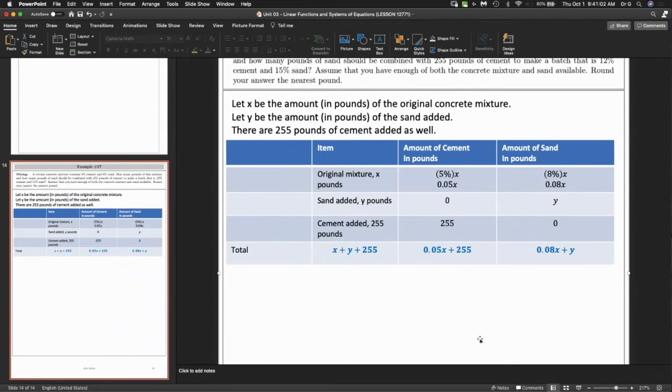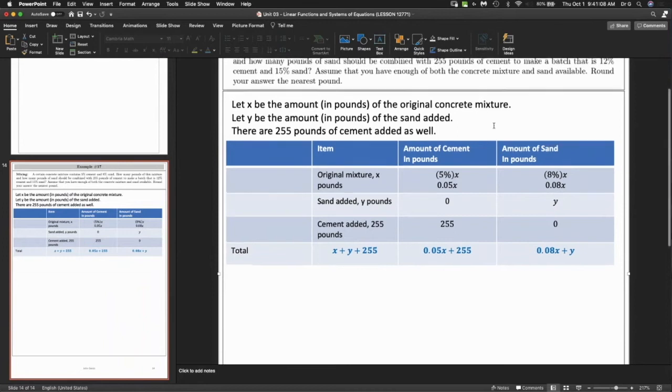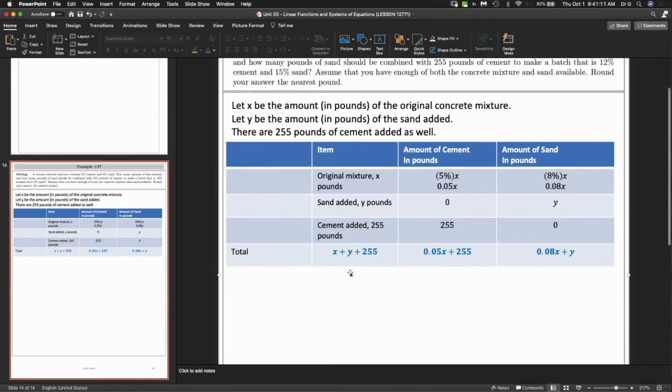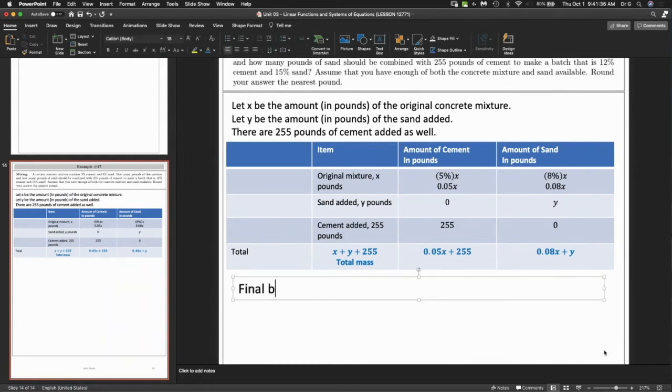Anyway, we're almost able to set up a system now because we know that our final batch, which has a total mass of this, is our total mass. Then we can use that to our advantage because we can get a percentage. See, in the final batch, it's 12% cement. So we can say that our final batch is 12%.